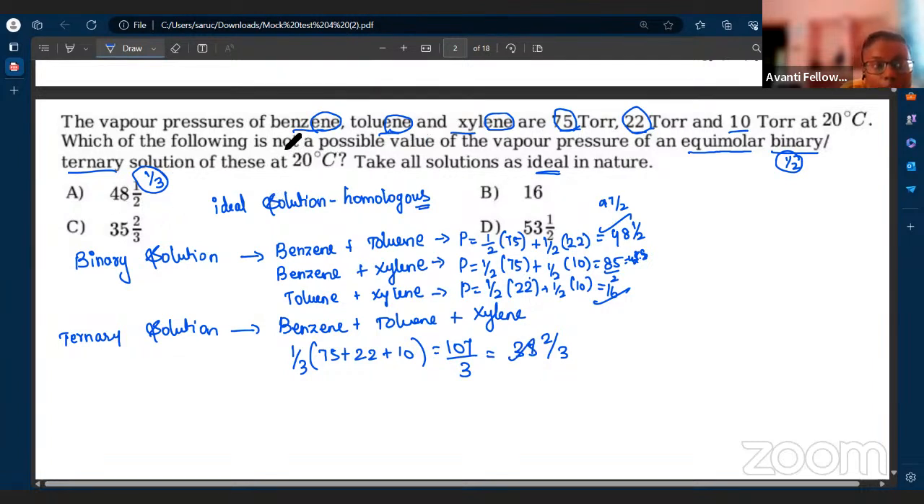And which of the following is not a possible value is the question. So 53 1/2 is not a possible value. So option B is going to be the right answer.